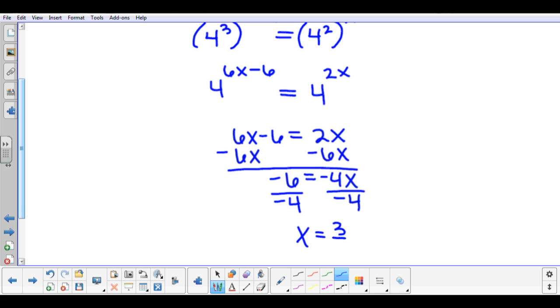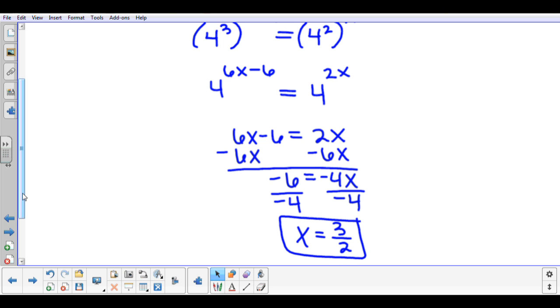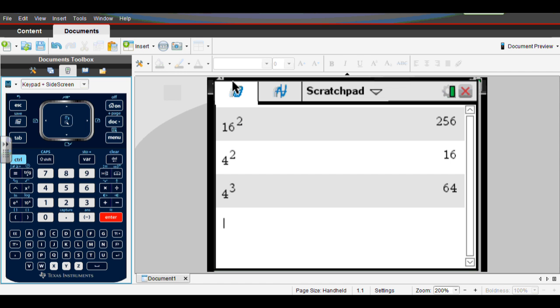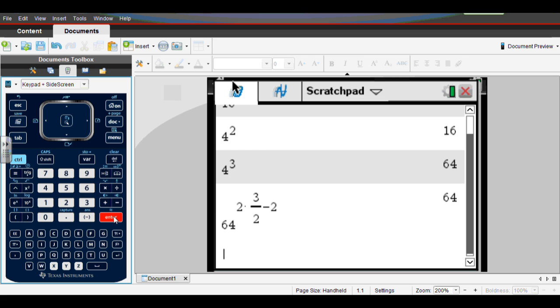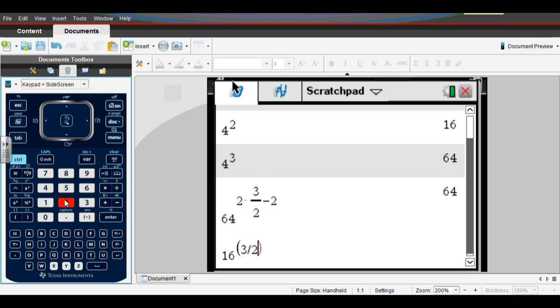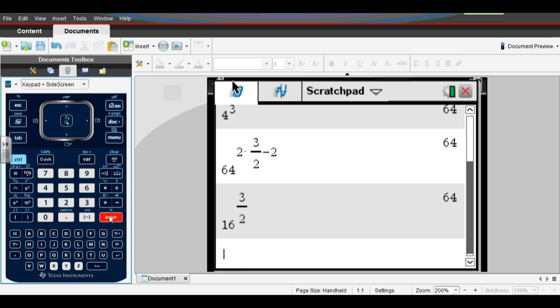Now I am going to check this in my calculator to make sure both sides of my equation balance. When I plug in 3/2 for x on both sides, they both balance to give me a 64 on either side of my equation. So 3/2 works.